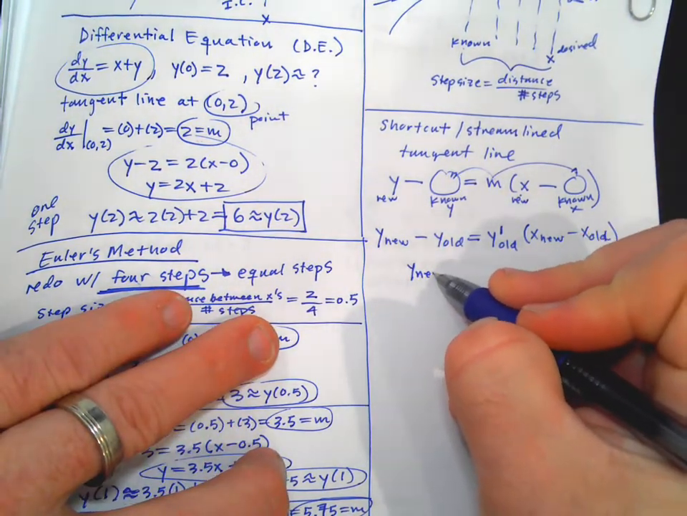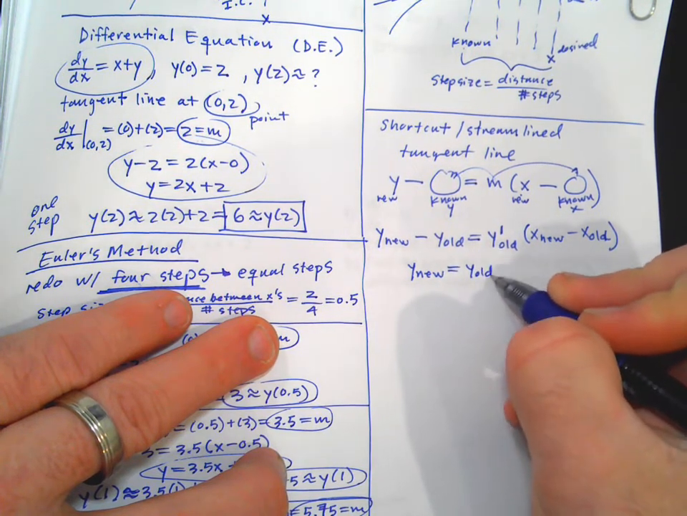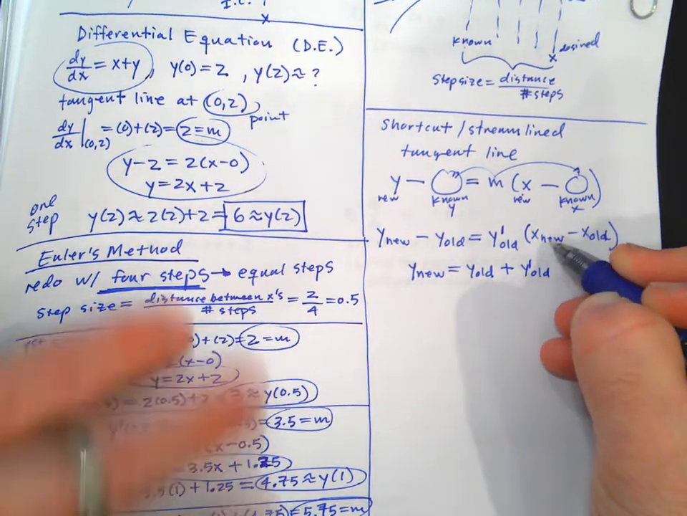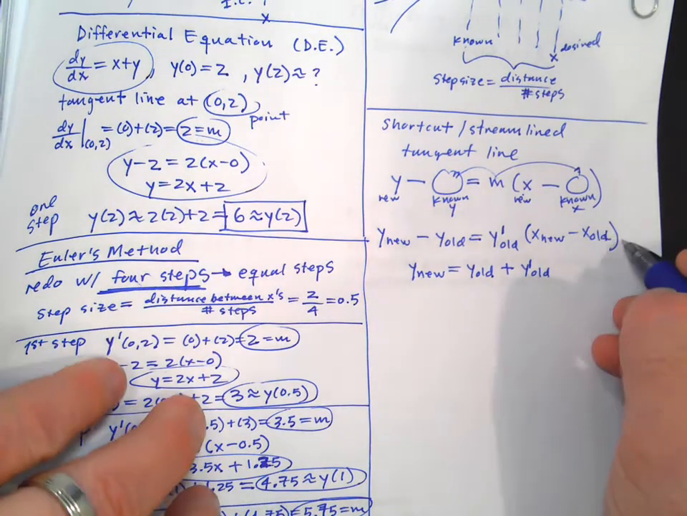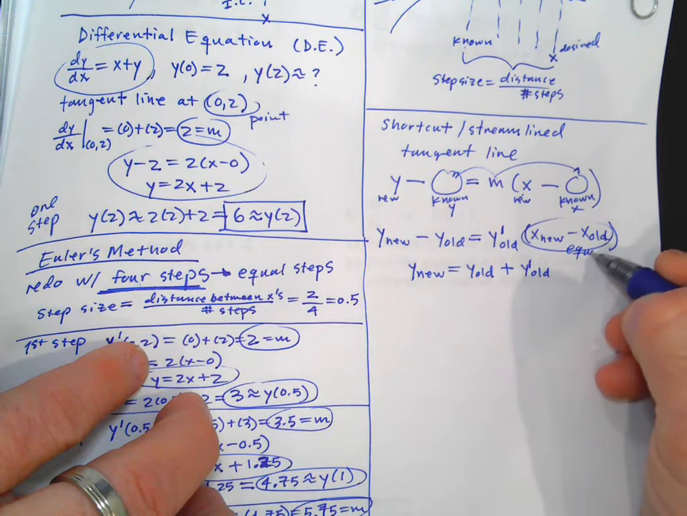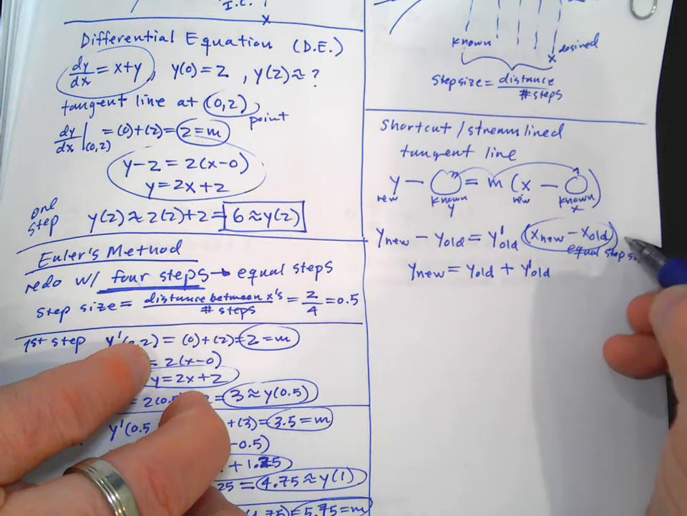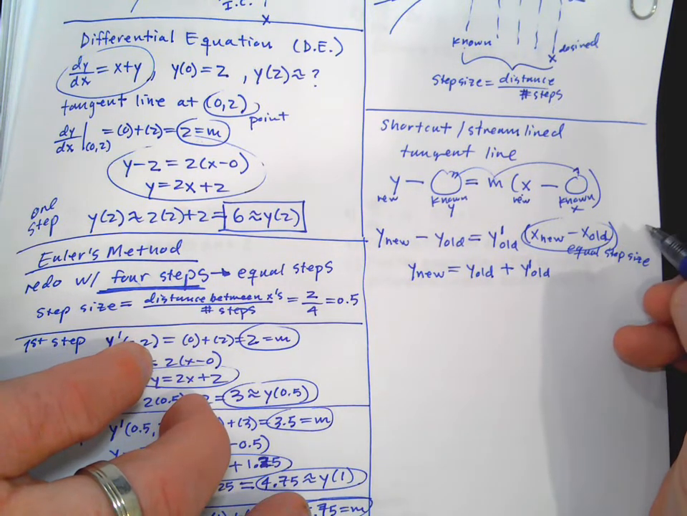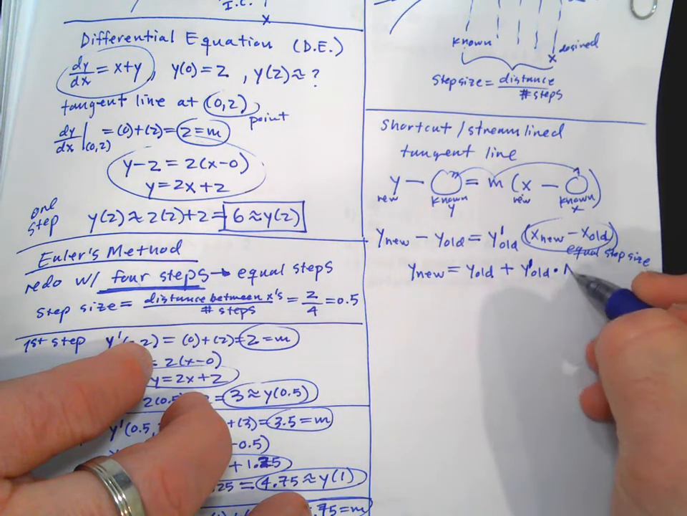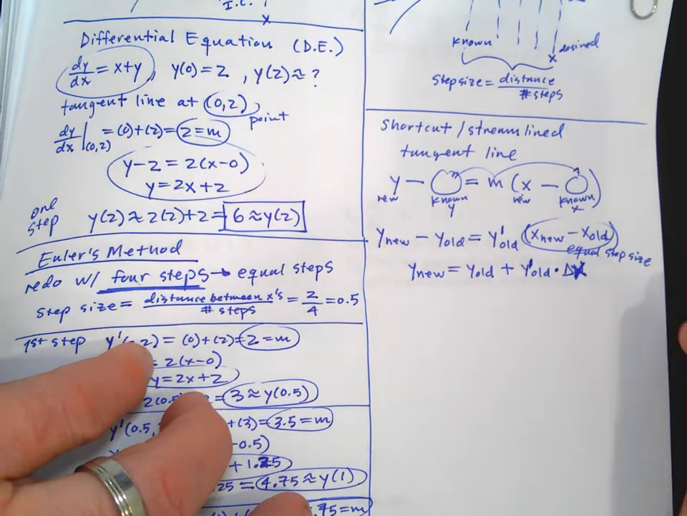I'm trying to find a new value for y at each step, right? So I'm going to move the old value to the left side by adding it. And that x new minus x old is going to be the same for every step if we're doing equal step sizes, right? That's the step size, the distance between the current x and the previous x, okay? A lot of times in math we use delta x for a small step in x. I'm just going to call it delta x, and it's usually going to be the same throughout the problem.